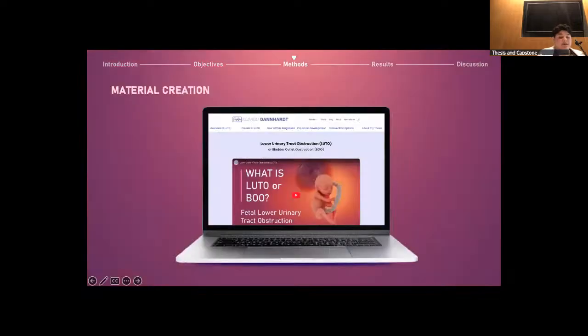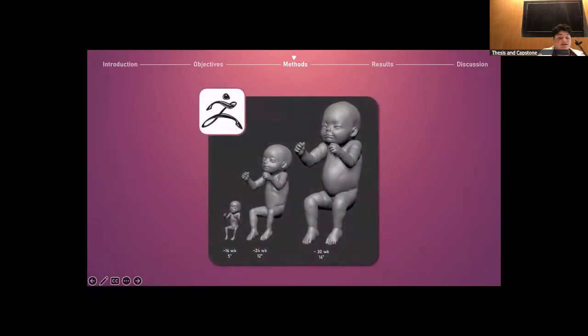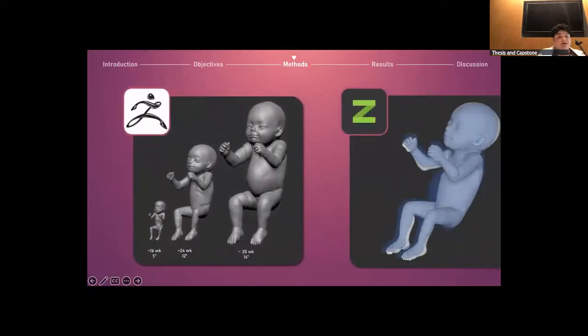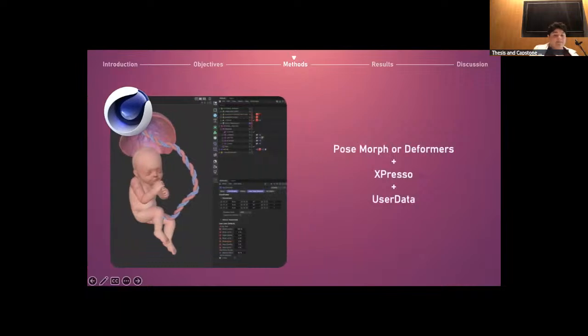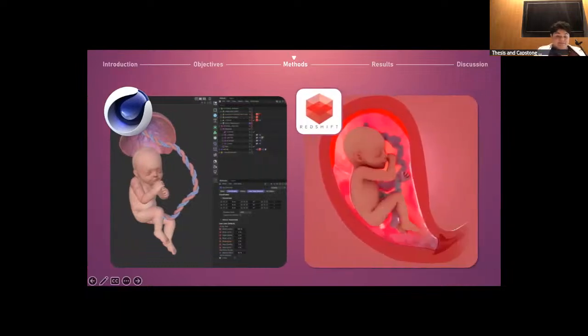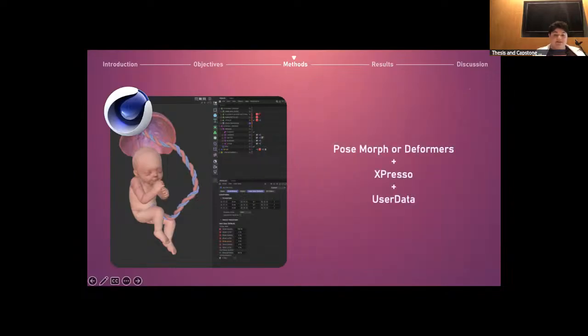The core of my patient educational materials was a 4-minute animation. To make this animation, I sculpted and textured assets in ZBrush, retopologized them using ZWrap, and animated them in Cinema 4D. Within Cinema 4D, I manually animated using pose morphs or deformers controlled via Xpresso nodes.